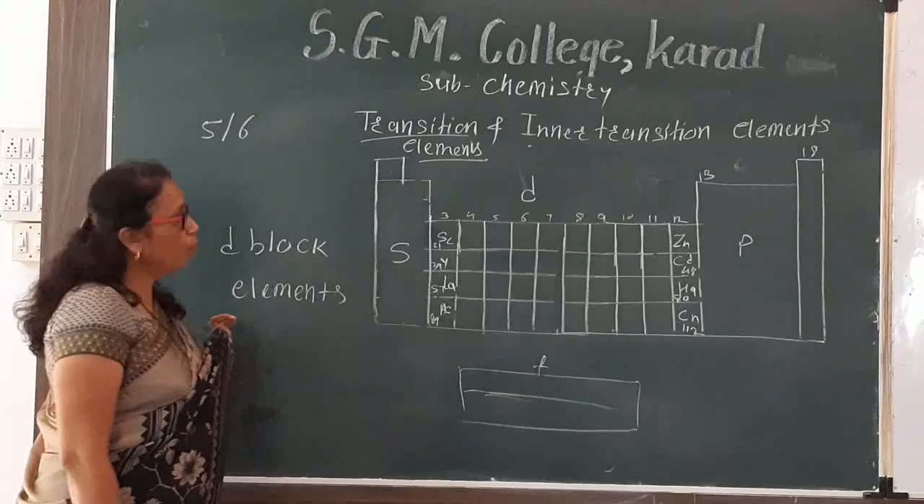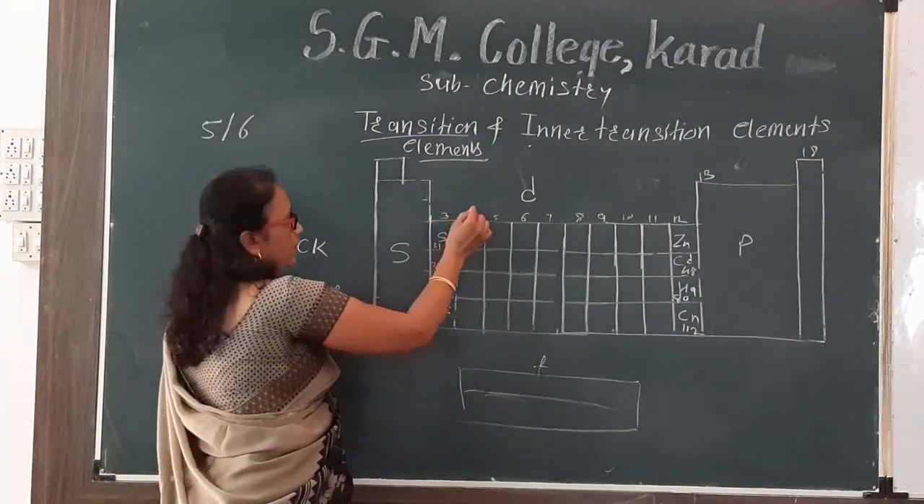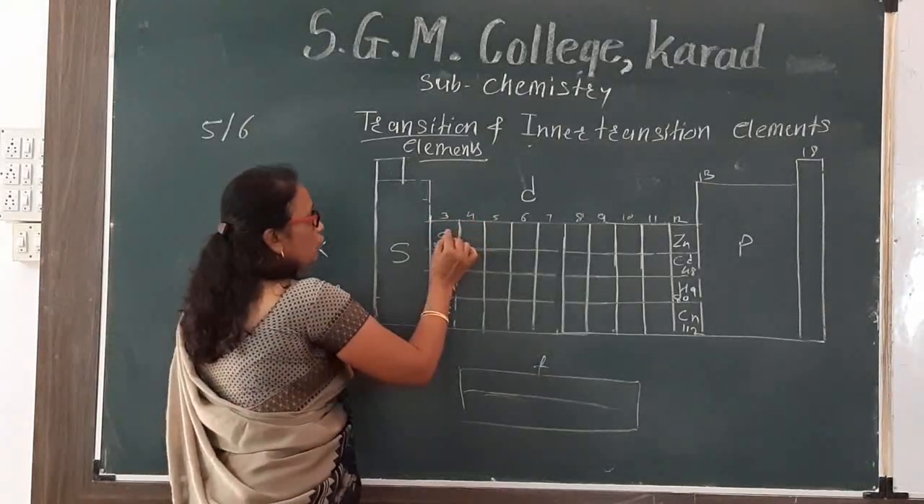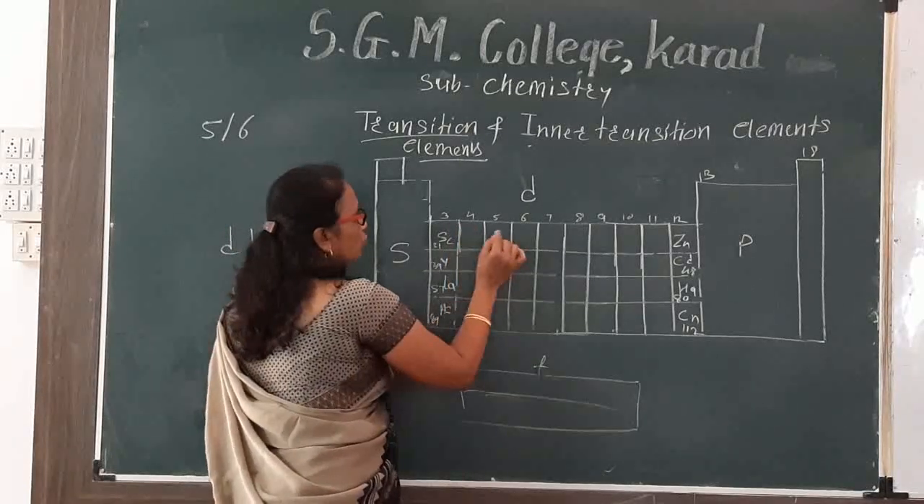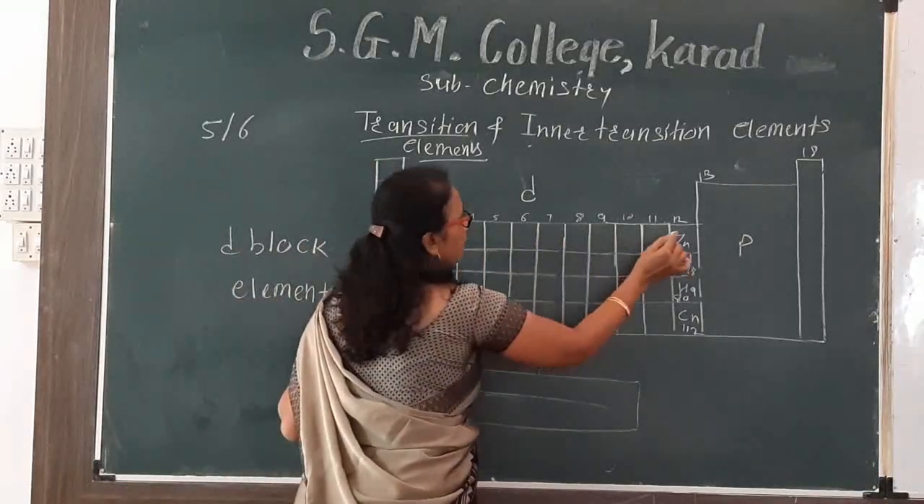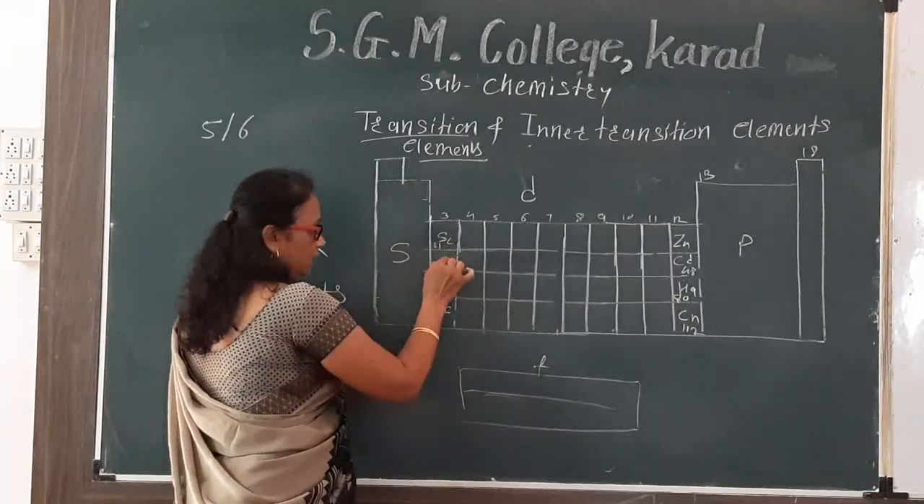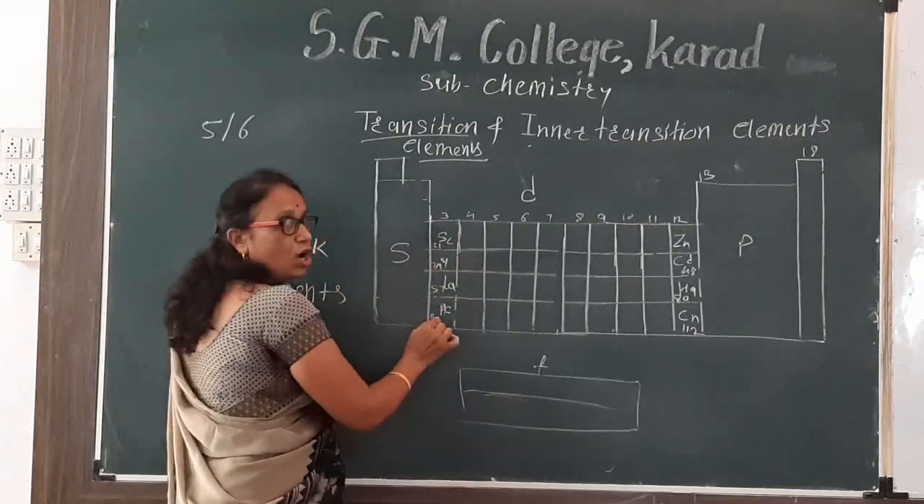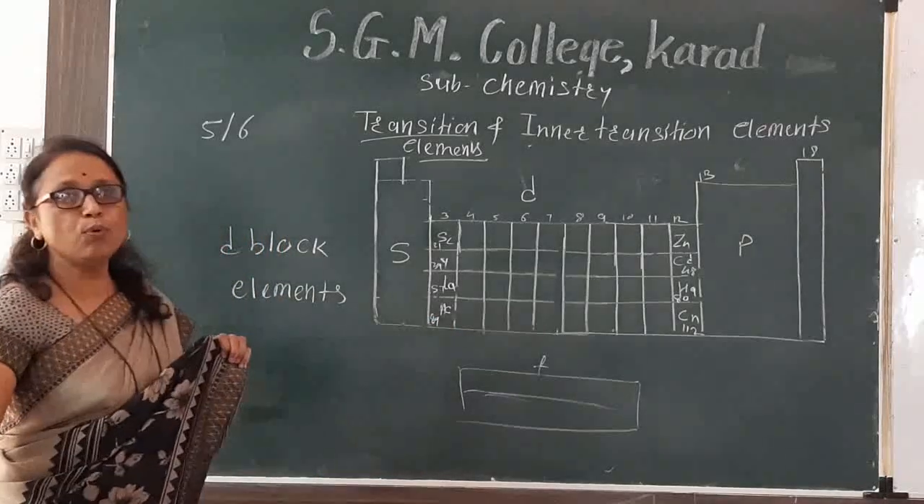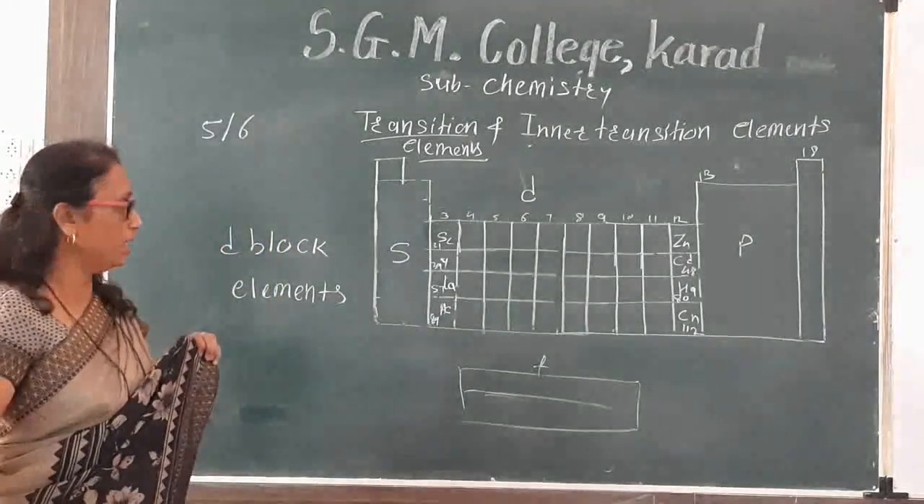There is a whole series of transition elements. One series has 10 elements: 1, 2, 3, 4, 5, 6, 7, 8, 9, 10. This is the first series, this is the second series, this is the third series, and this is the fourth series. Thus, there are 4 series of the transition elements.